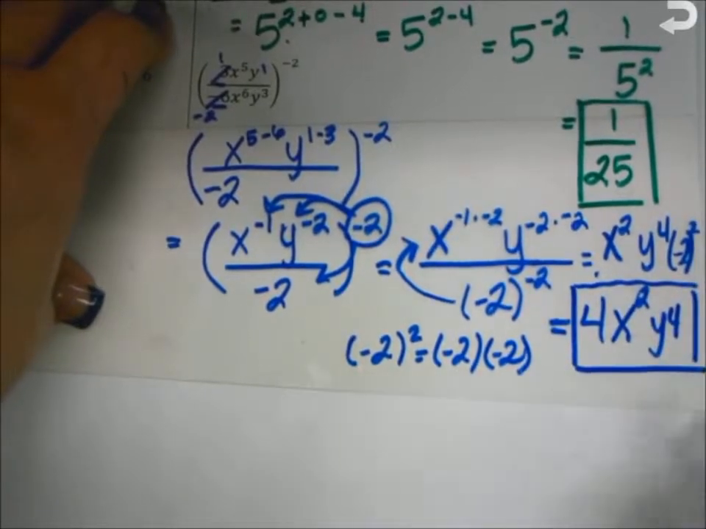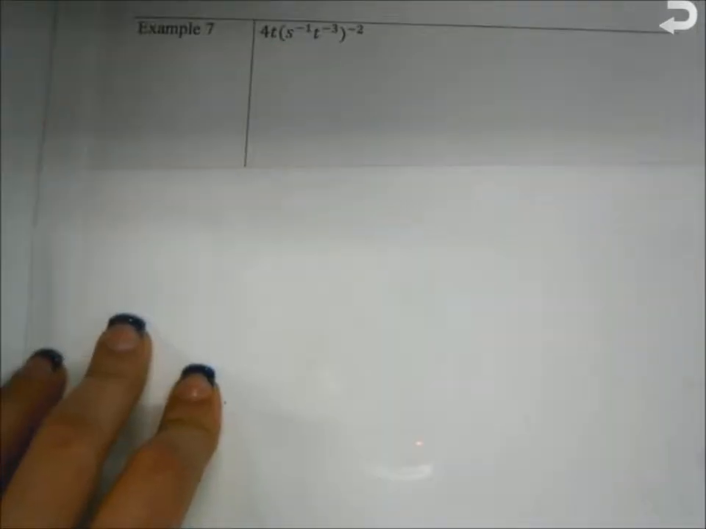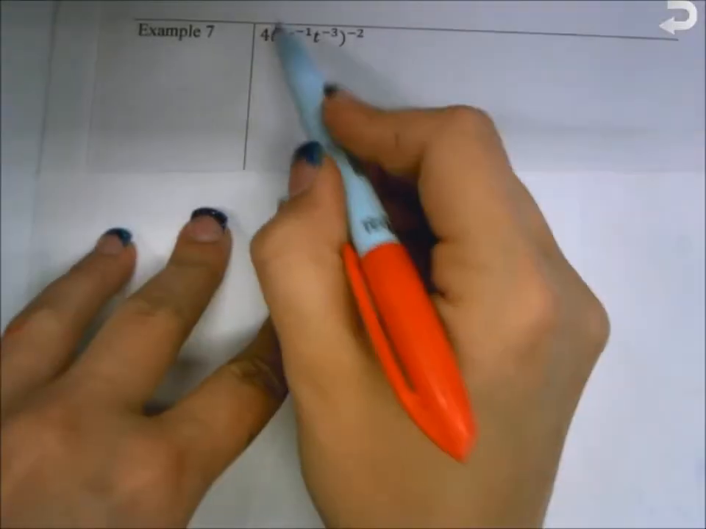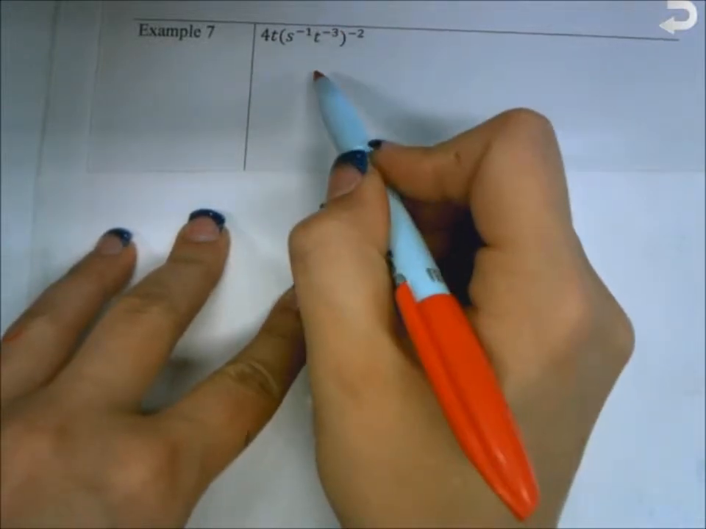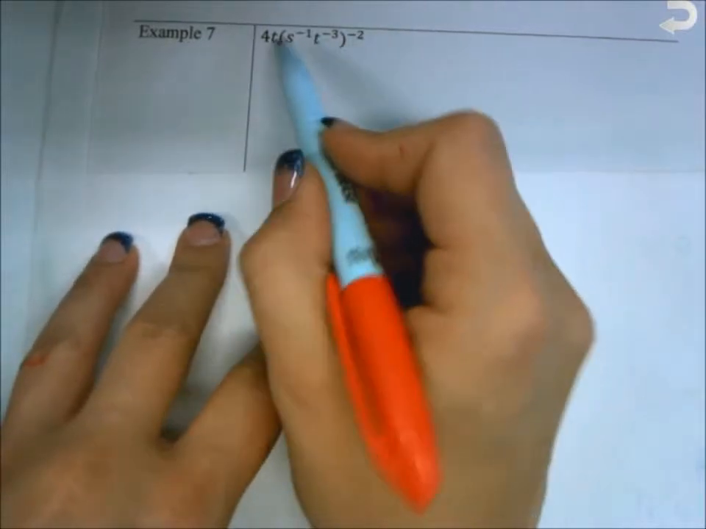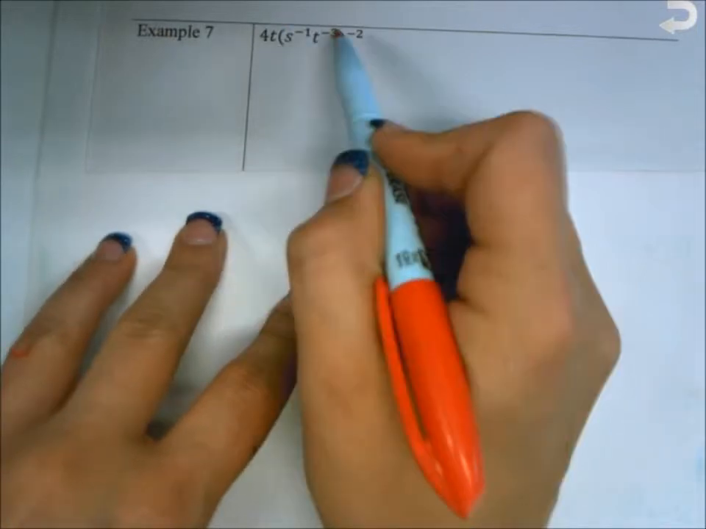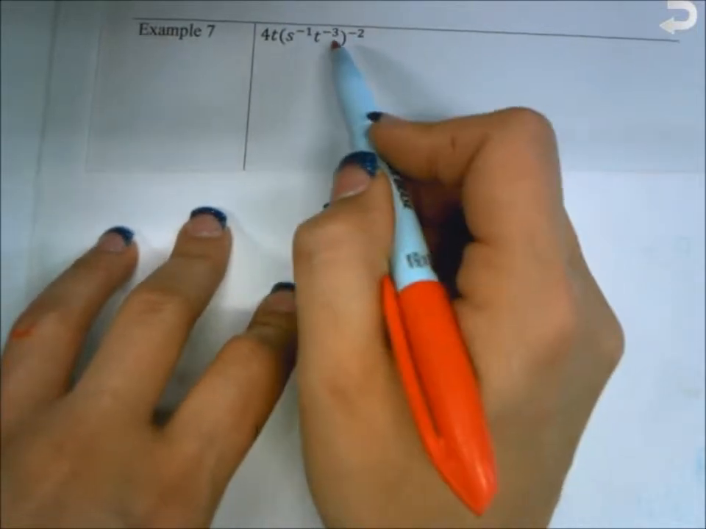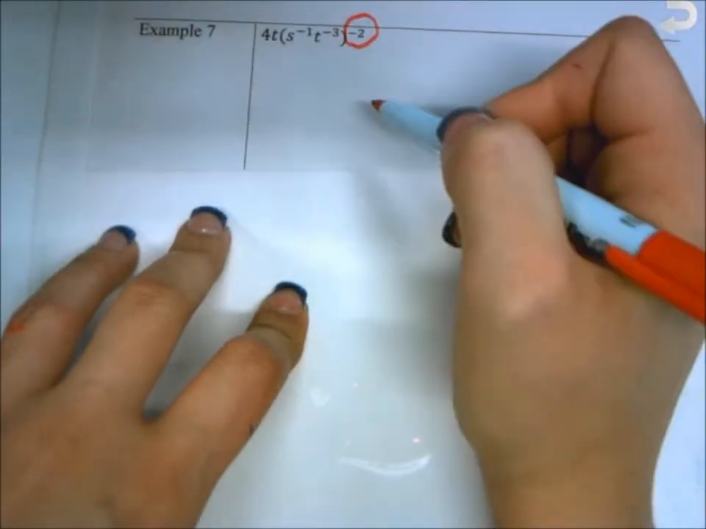For example number 7, we have 4t times s to the negative 1st power, t to the negative 3rd power, and all of that raised to the negative 2nd power. It might look like we want to do distributive property first here, but we still have to follow order of operations, and in order of operations, exponents comes before multiplication. So I'm going to take that negative 2 exponent and distribute it inside the parentheses.